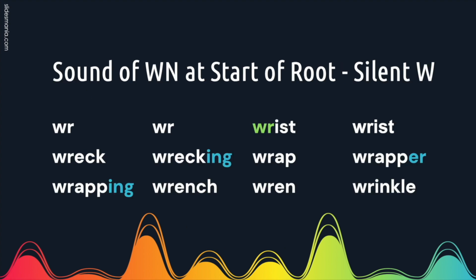If you have WR, this is WN, but this should be WR. At the start of a root, the W will be silent. So this sound is r. Wrist, wrist, wreck. We can add suffixes: wrecking, wrap, wrapper, wrapping, wrench, wren. A wren is a type of bird. And wrinkle.